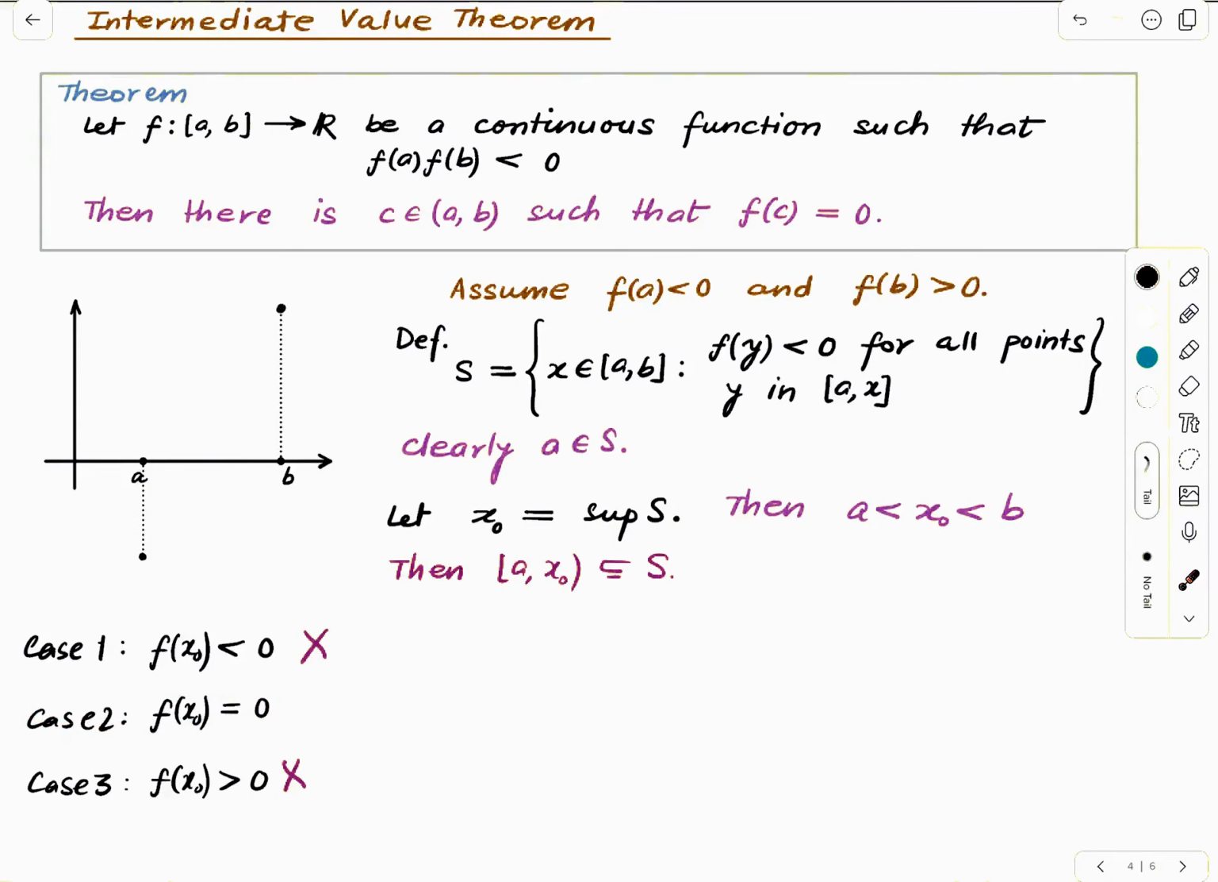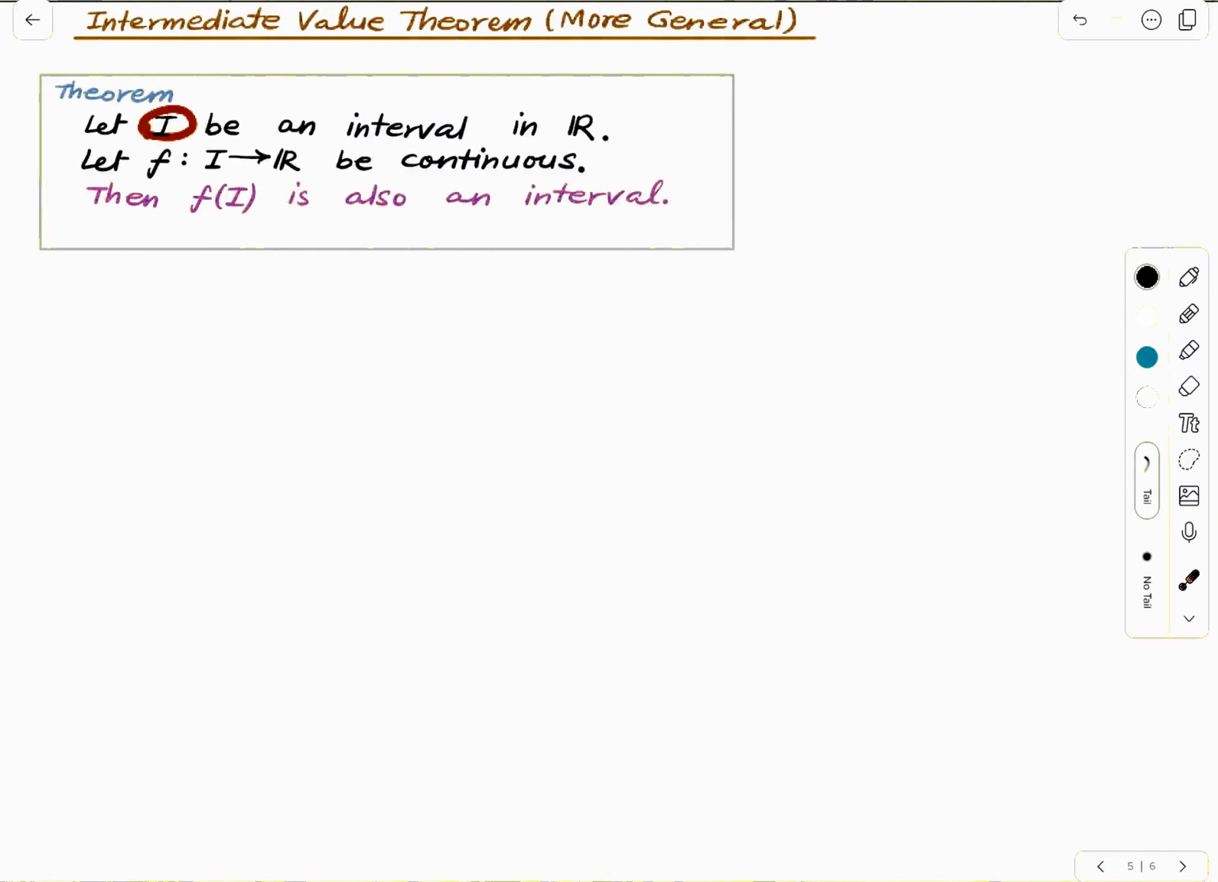I did not write the proof, but I hope I have been able to explain it sufficiently well for you to be able to write it yourself. And now let us finish this lecture with a little bit of a generalization of this theorem. Here I is an interval, and we have a continuous function from the interval to the reals. Then this thing is also an interval. So the image of an interval under a continuous function is again an interval, perhaps of a different type.